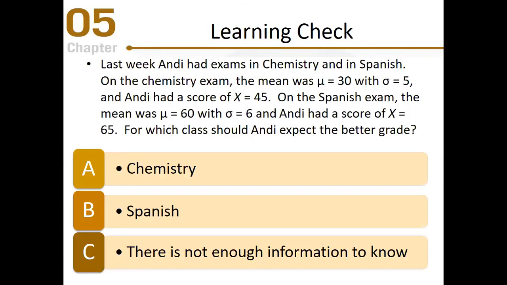Okay, let's go ahead and do this question. Last week, Andy had exams in chemistry and in Spanish. On the chem exam, the mean was 30 with a standard deviation of 5. Andy scored a 45, above the mean on that one. On the Spanish exam, the mean was 60 and the standard deviation was 6. Andy had a 65. For which class should Andy expect the better grade? Which score was more competitive? Go ahead and take those results, turn them into z-scores, and then make a decision about which result is more competitive.